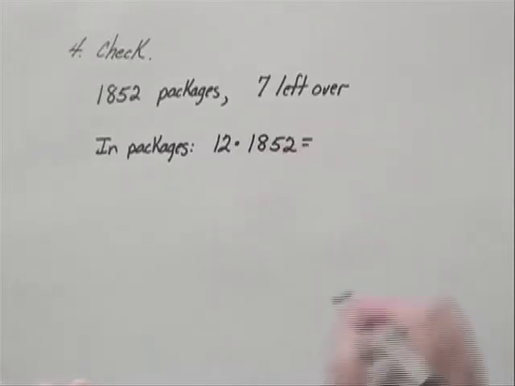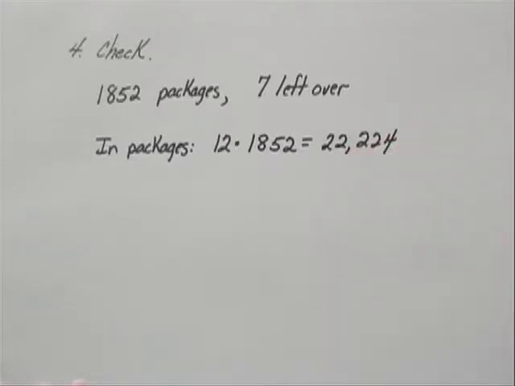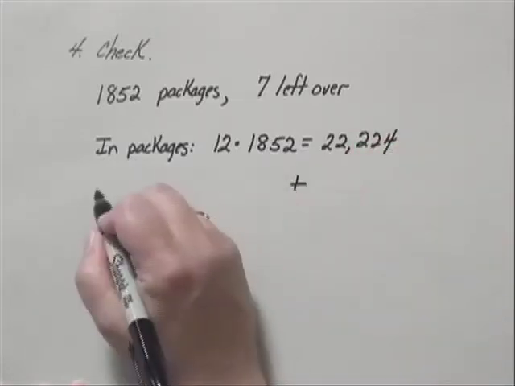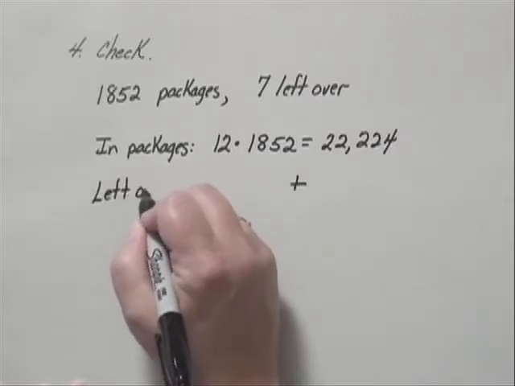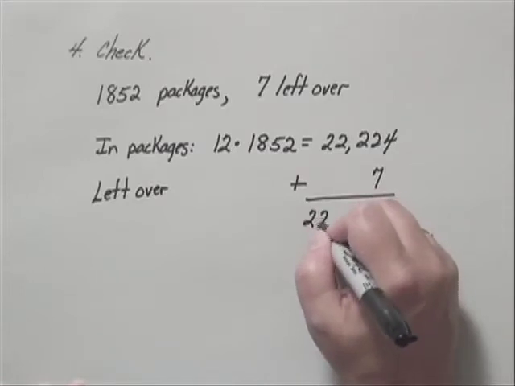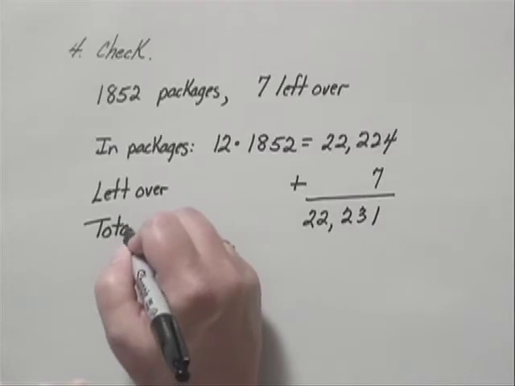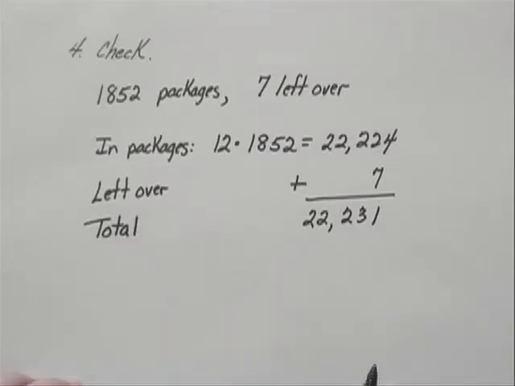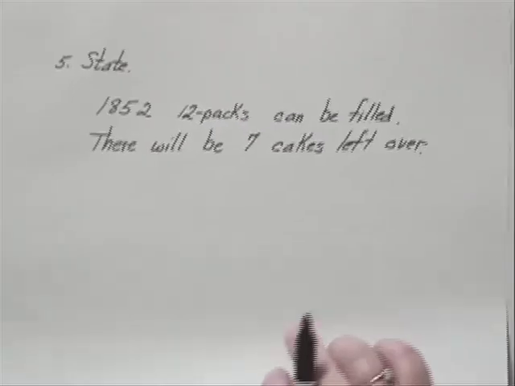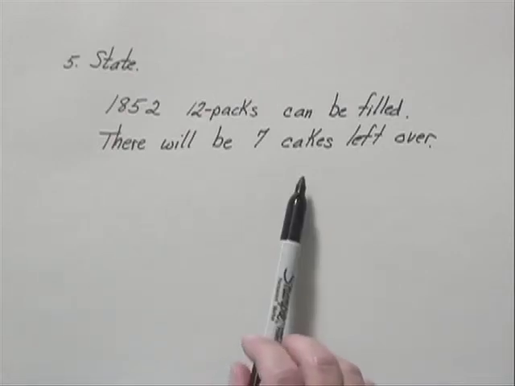1,852, which if you do the multiplication is 22,224. And if we add the number left over, which would be 7, we should have the total. 22,231 was the total number of cakes, and that does check with the total that we were given in the problem. So we can feel confident that our answer is correct, and we can move to the fifth step, which is to state the answer. And we state that 1,852 12 packs can be filled, and there will be 7 cakes left over.